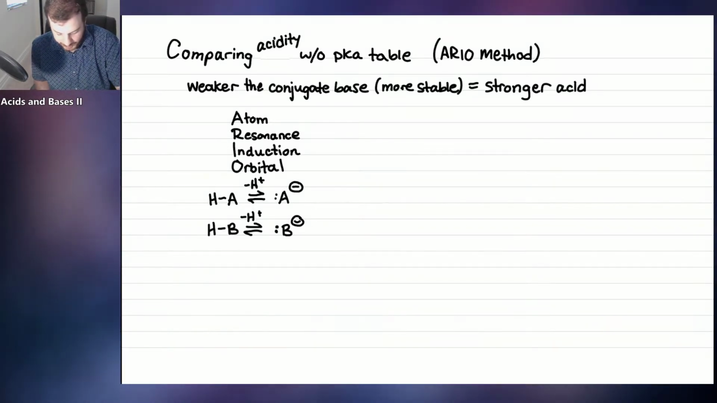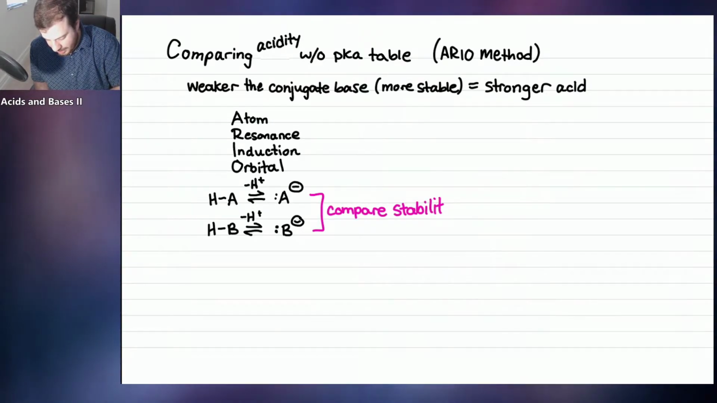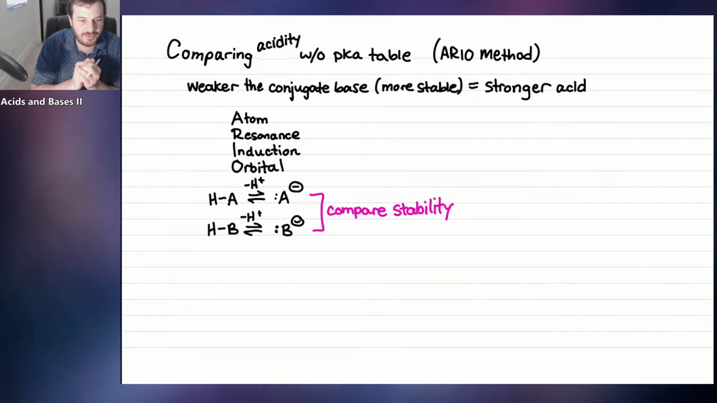So that is what we're going to be doing here. We are going to be comparing the stability of the conjugate bases. If the conjugate base is very, very stable, that means that the acid is very, very strong. If the conjugate base is very, very unstable, that means the acid is going to be very, very weak.